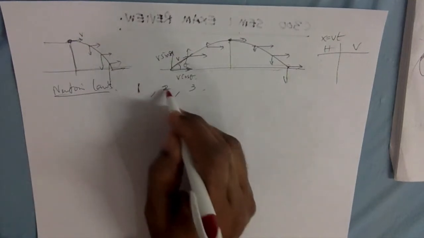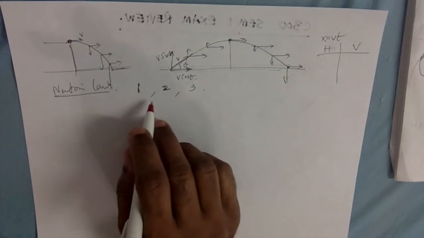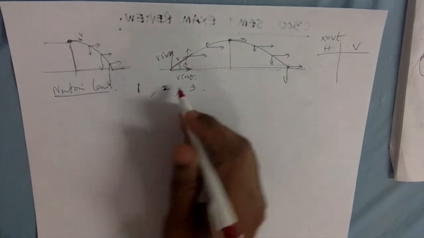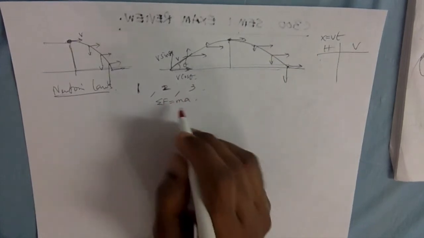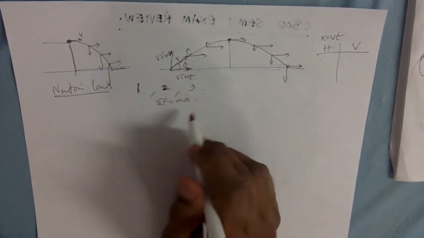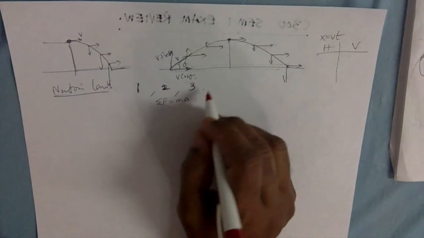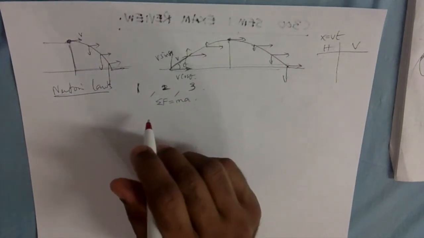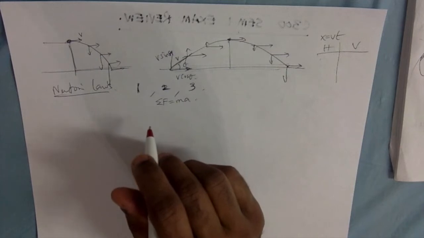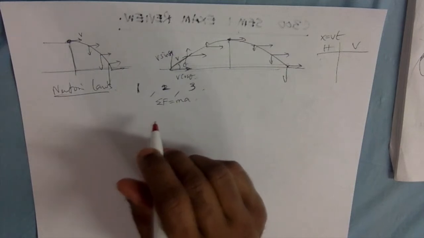The second one is the acceleration law. So if an object is acted on by a net force, then the net force is equal to mass times acceleration. So that is our second law. And the third law says for every action there is an equal and opposite reaction. You must be able to identify which is the real pair for a certain force.